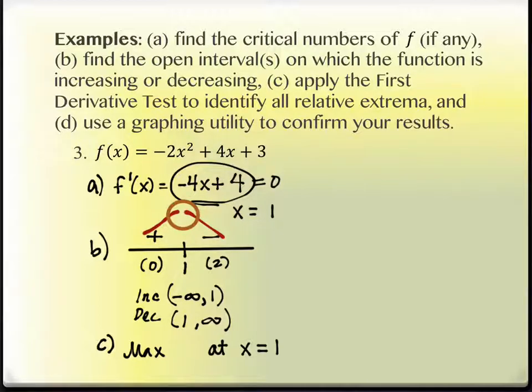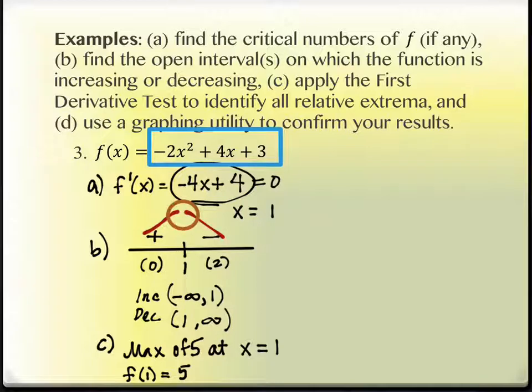Right, we put 1 into the original equation. So we do f of 1, not f prime, but f of 1. So if I put 1 into the original equation, that was back up here. Is it 5? Yep, that's what I have written down too. It's 5. So the maximum of 5 at x equals 1.